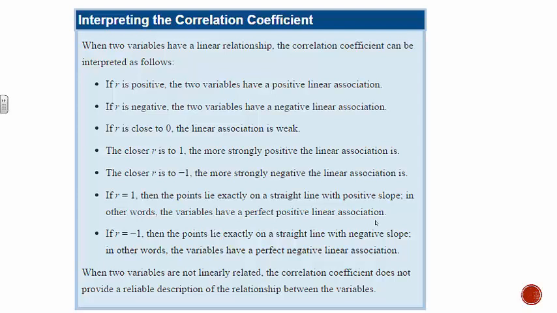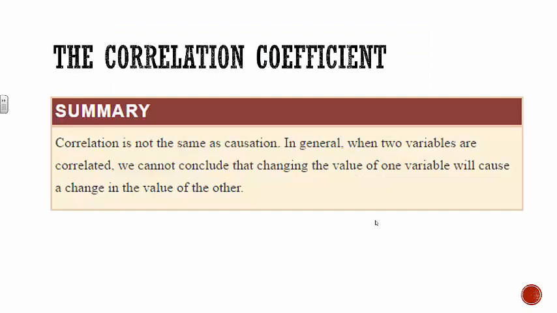If it exactly equals 1, then that means you have a positive slope and the points lie on an exact straight line. And when it equals -1, they lie on a straight line, but it's a negative slope. And again, if it's not linear, your correlation coefficient doesn't really tell you anything. You don't want to use it.